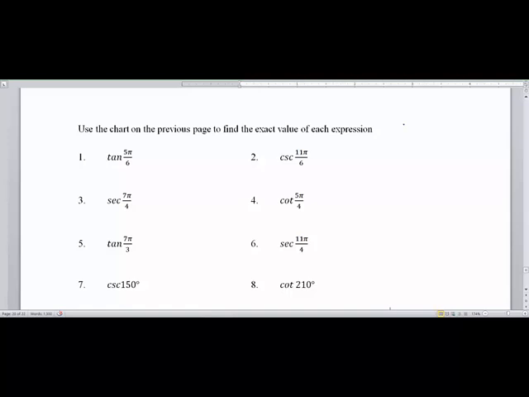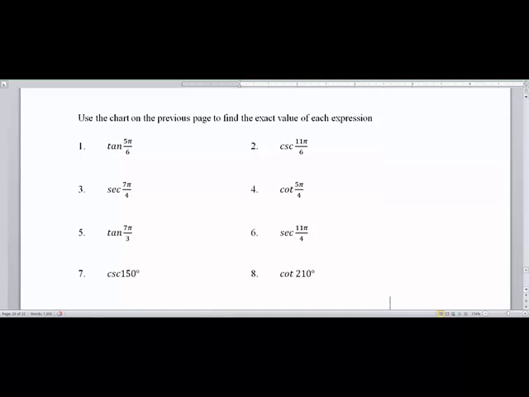So this brings us to the first question that we can ask of you in this homework section, which is just use the chart on the previous page to find the exact value of each expression. Now, if you're going to pay attention to what the book wants you to do, it wants you to derive all of these. But since we did all of that work back in session 1, we don't need to. We can just use our previous work to make these nice and simple problems for us to figure out.